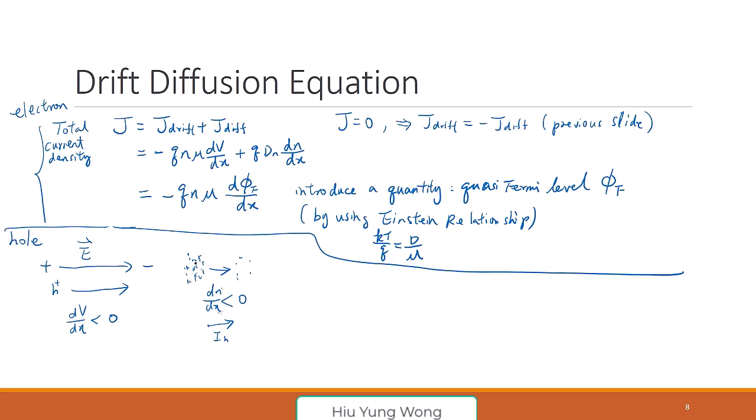But your hole is going from left to right, so your current is also going from left to right. So that's why its diffusion term is negative q D_p dp/dx. Maybe I also use the wrong symbol. I should use dp, will be less confusing. But for the drift part, it's still the same. Negative q p mu dV/dx. And this is the total current, right? So this is positive, it becomes negative for hole.